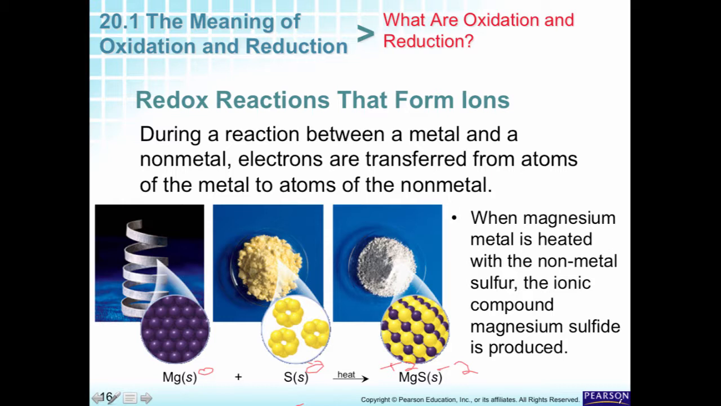Okay, what happens to sulfur? Sulfur has a -2. It has 2 more electrons. So it gained 2, so that's the reduction. So magnesium was oxidized from 0 to +2, and sulfur was reduced from 0 to -2. If an oxidation number goes to a more positive number, it's oxidation. If it goes to a more negative number, it's reduction.